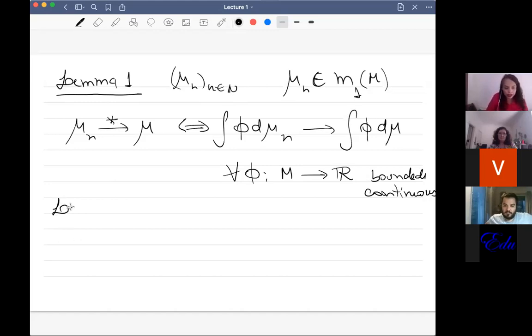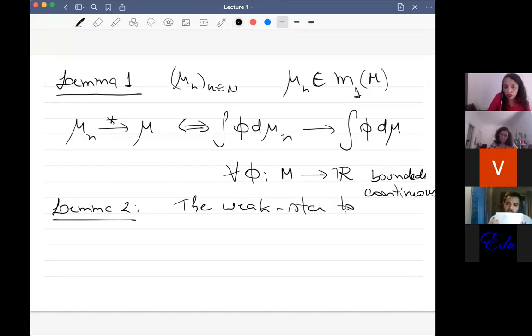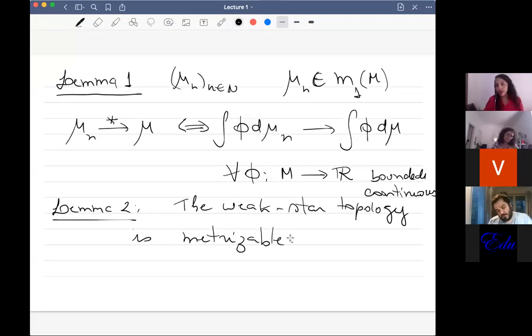A second lemma, I'm doing a list of four lemmas, but it'll be very quick. A second lemma, it's very important, is that the weak star topology, that's the topology that we are using, is metrizable. It means that we start with a topology. Every metric space is a topological space, but you don't have the opposite. You may have a topological space that doesn't have a metric, but the weak star topology is metrizable. There is a metric that generates this topology.